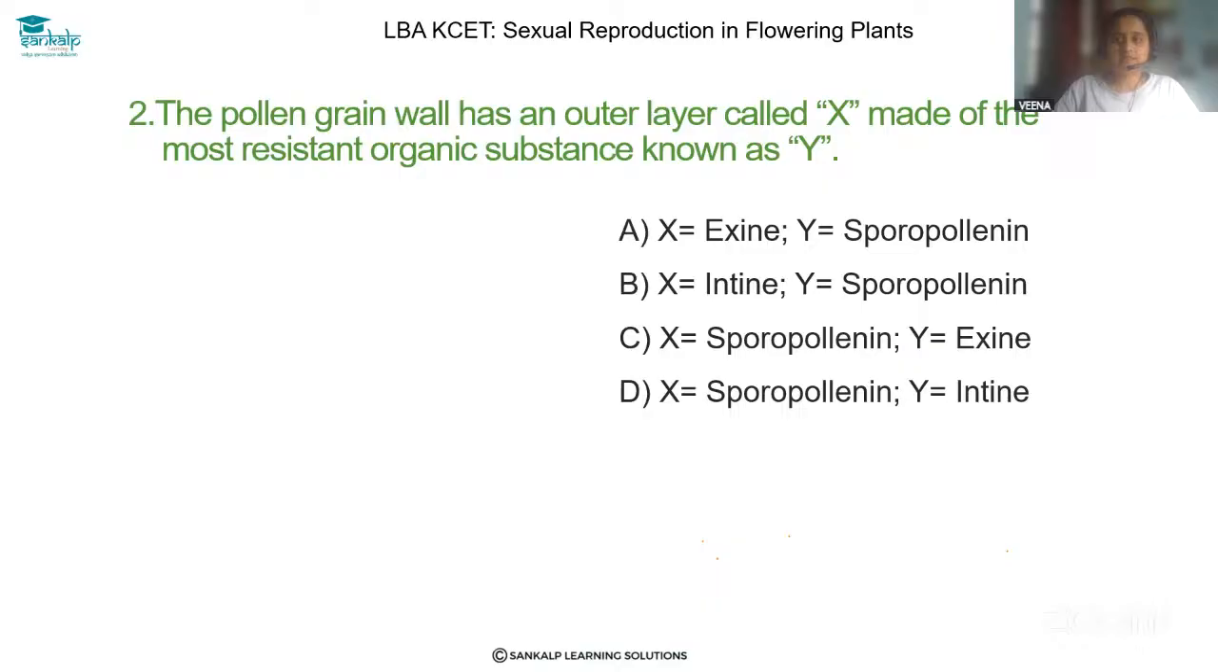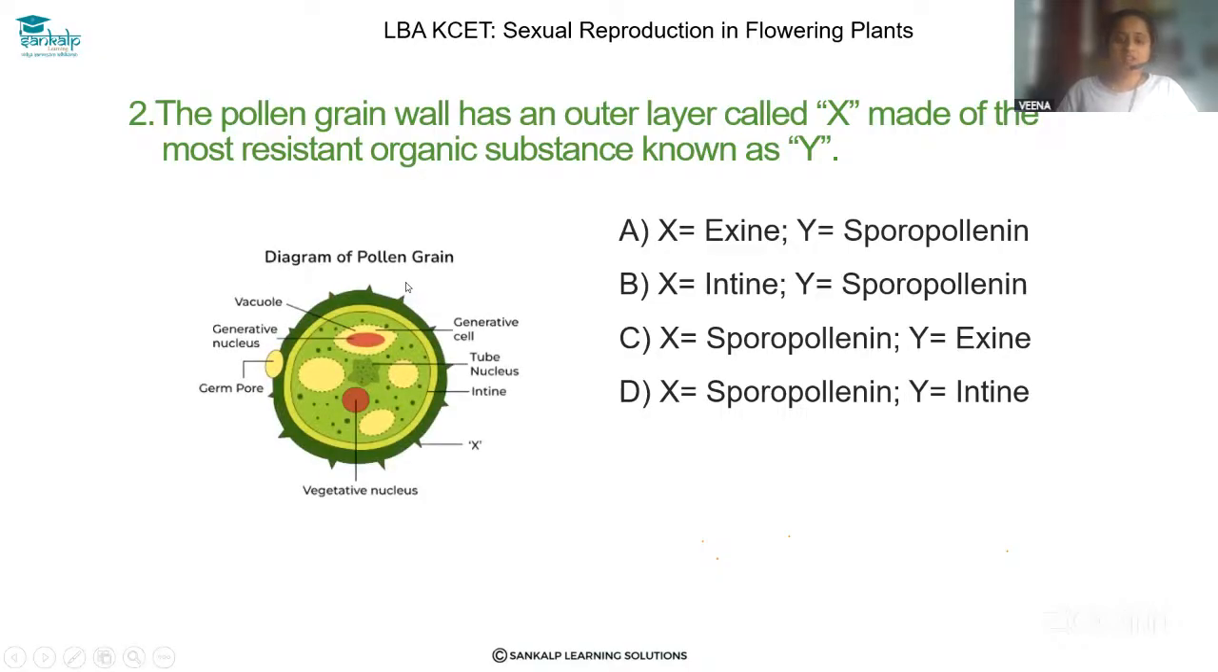Let's solve the second question. The pollen grain wall has an outer layer called X, made of the most resistant organic substance known as Y. Dear children, just observe the structure first. So this is the diagram of a pollen grain.